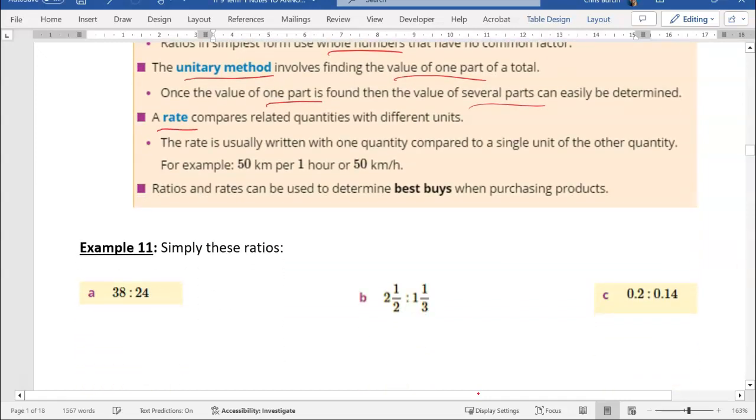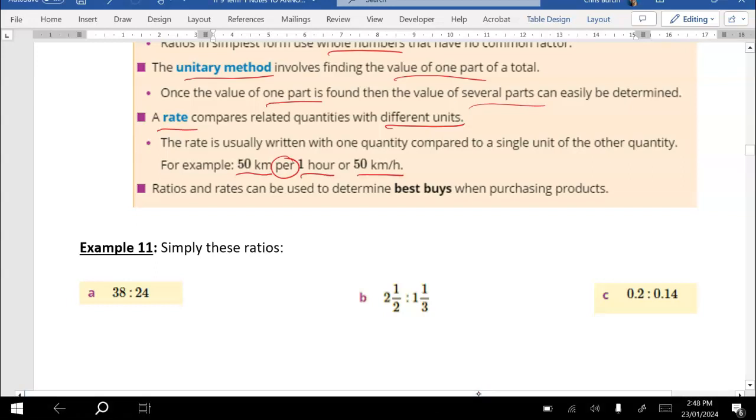And a rate is different. A rate is where you're going to have the word per, because you're dealing with different units. For example, you have a rate of speed of 50 kilometers per hour. So that per can be written as a slash, and that's when you know you have a rate. You've got two different units, kilometers and hours in this case. Both ratios and rates can be used to determine if something is value for money.